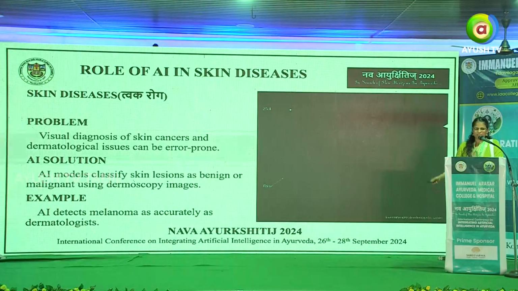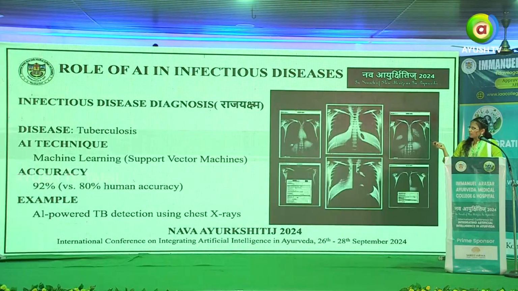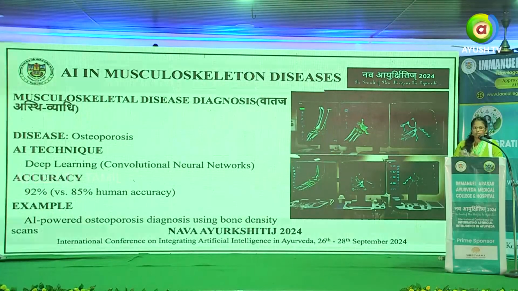Then role of AI in skin diseases. With the help of dermatoscopy, we can diagnose skin lesions. Then role of AI in infectious diseases, in tuberculosis. With the help of chest X-ray, we can diagnose tuberculosis. Then in musculoskeletal disease, here we take osteoporosis. In that, with the help of bone density scan, we can diagnose osteoporosis.